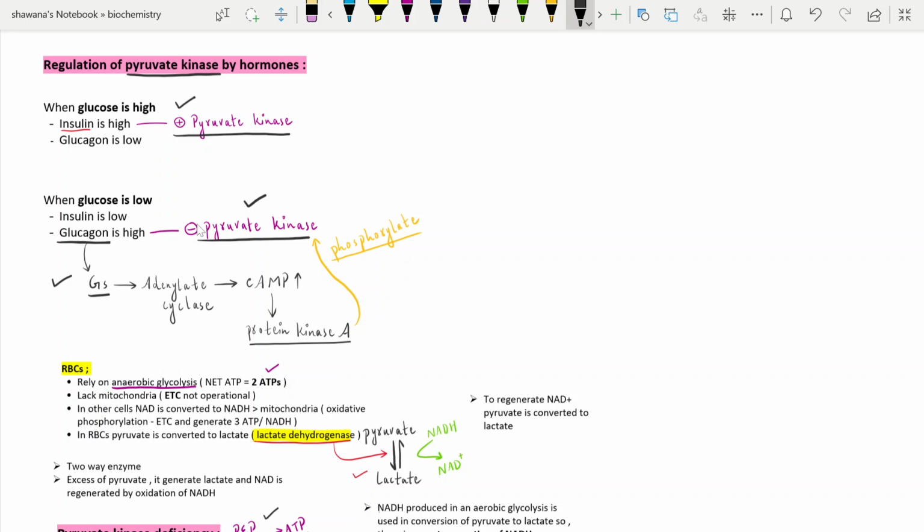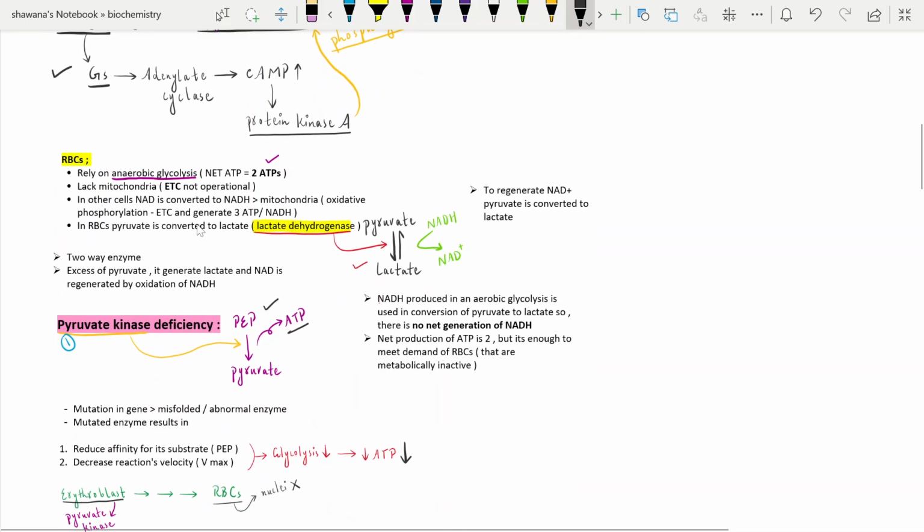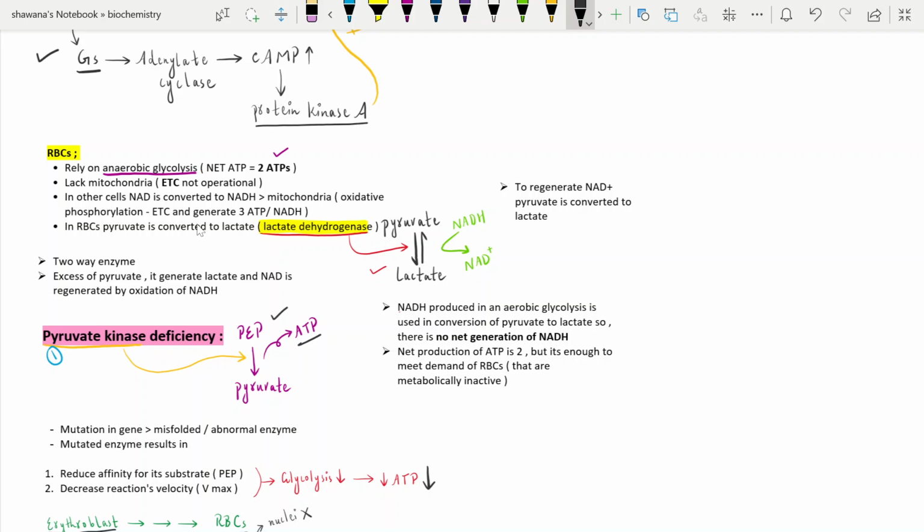Think logically: when we are hungry, do we need to process glycolysis and obtain energy from glycolysis? No, we are not utilizing that glucose which is already present in our cells. But when the glucose level is high, when we are in the fed state, then yes, then we can proceed with glycolysis. So it's the positive regulator. Talking about red blood cells, they rely only on anaerobic glycolysis because these cells lack mitochondria and the electron transport chain is not functional.